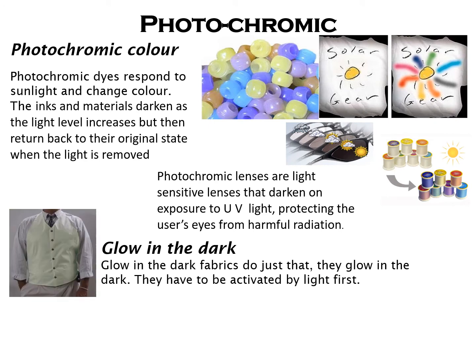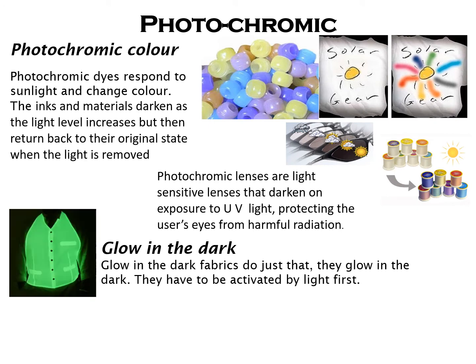We're now going to move on to smart materials. Smart materials react to the outside stimuli and the environment around them. One example is photochromic materials. Photochromic can come in material, dye, or paint. You can then use this on fabrics. Examples are shown to the side.